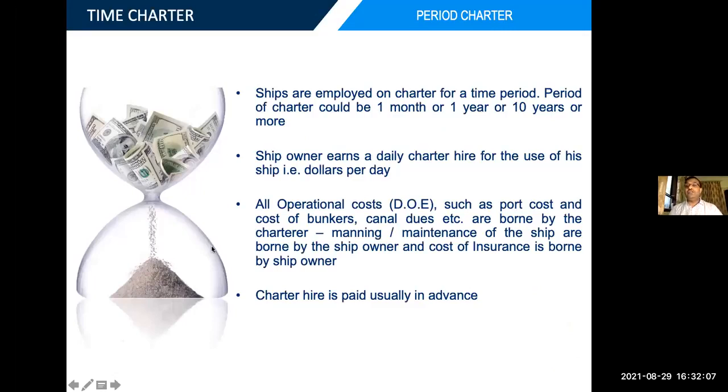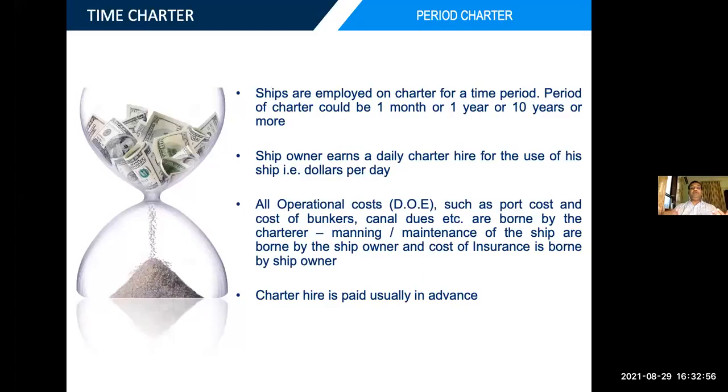Time charter, also called period charter. Over here, the ship is employed on a charter for a period of 1 year or 10 years or more. The ship owner earns a daily charter hire for the use of the ship, that is dollars per day. Look, in time charter, what is the revenue for the ship owner? The revenue that he gets is a per day charter hire. The day's freight, in simple language. Okay, in olden days in shipping it used to be called per day rental, but nowadays this per day rental word is not common. We use the word per day charter hire.